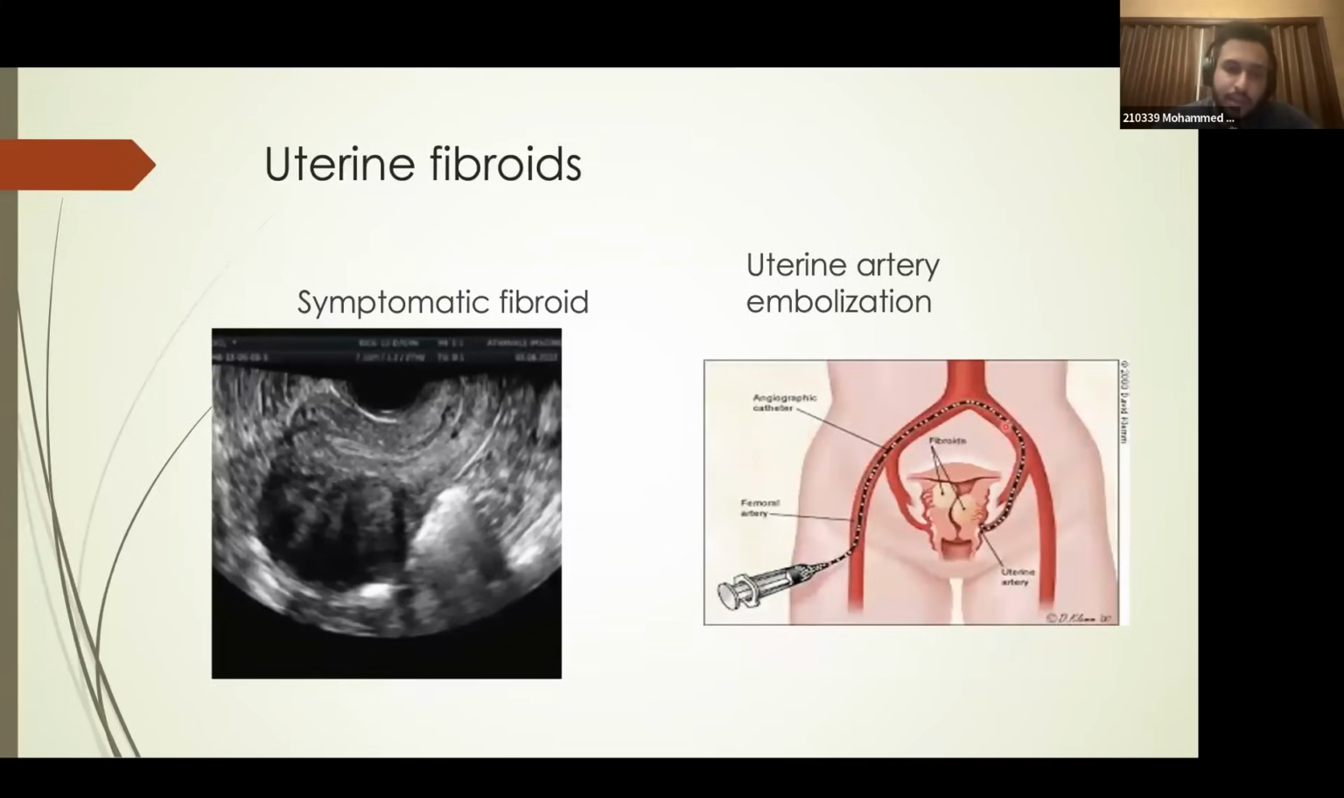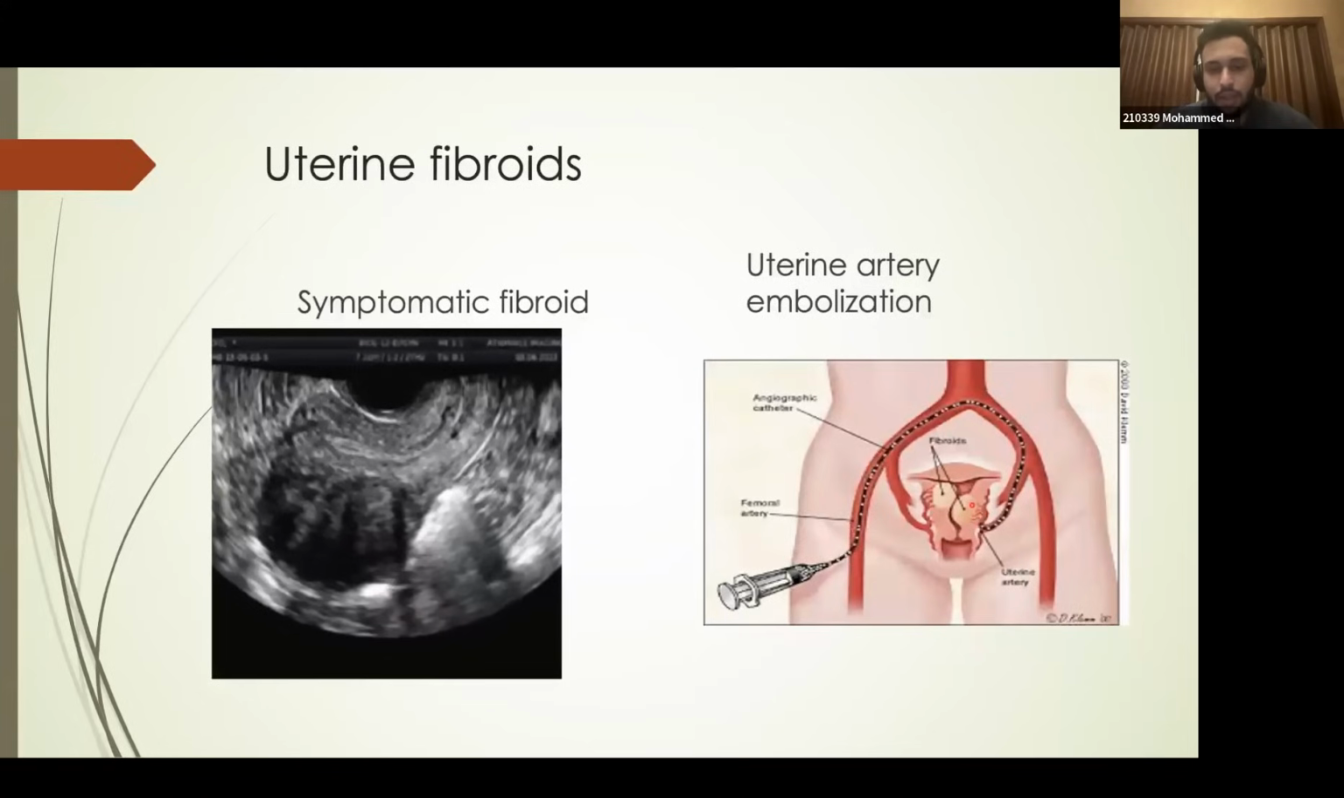Next is a symptomatic fibroid. Again, this is a subserosal fibroid, as we mentioned before. You can treat it by using uterine artery embolization. Basically the same thing: you go through a catheter, and whatever the interventional radiologist does, you don't need to know that. Go through the femoral artery, go through the common iliac, and then you go to the area of the fibroid.